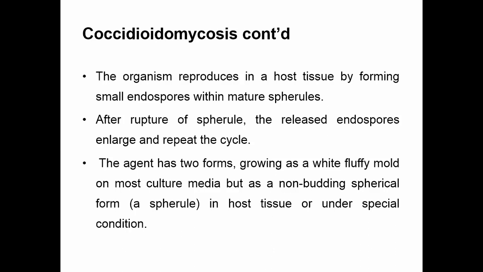As soon as the spherules are formed and the maturation stage is reached, there is a rupture of the outer coating of the spores. Once the rupture occurs, the endospores are released, they become enlarged, and the cycle of reproduction starts again. This is how the overall reproduction cycle goes. The agent has two forms: one is a white fluffy mold on most culture media, and the other is a non-budding spherical form in host tissue or under special conditions.